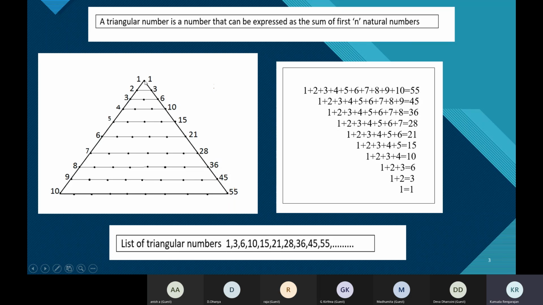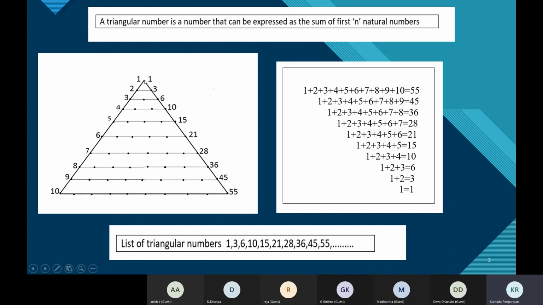So the first one is only 1 dot. 1 is the first triangular number. Then this is 1 and this is 2 dots. So number 1 and 2 dots here. So number 2. 1 plus 2 is 3, the next triangular number. You can see the triangle being formed by the dots 1 and 2.